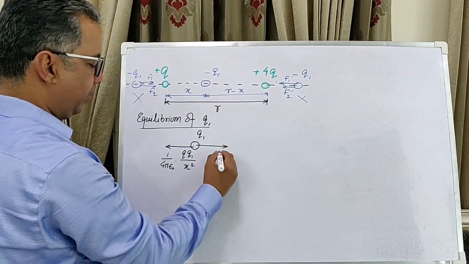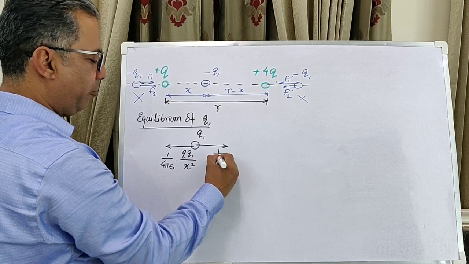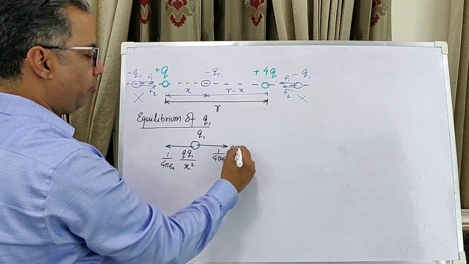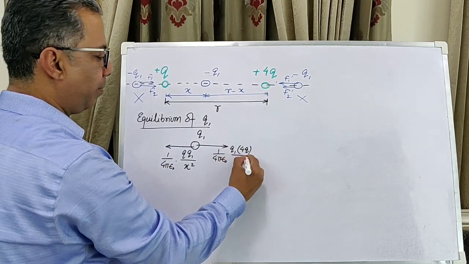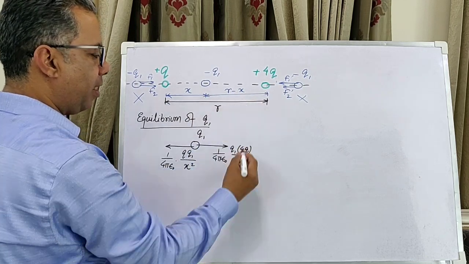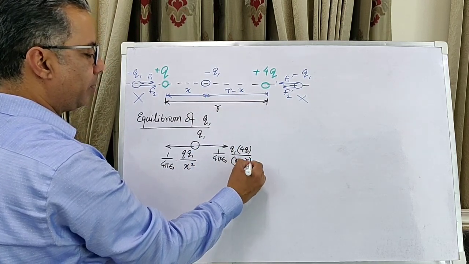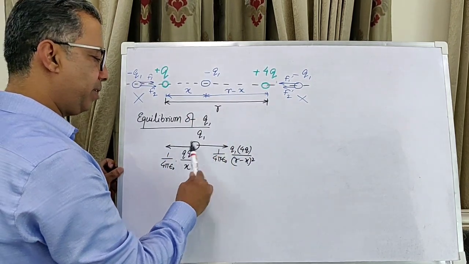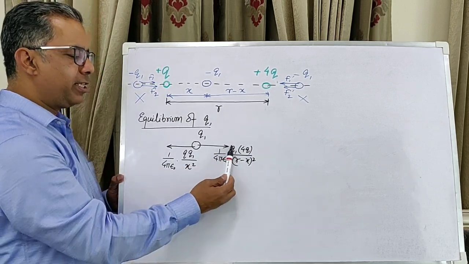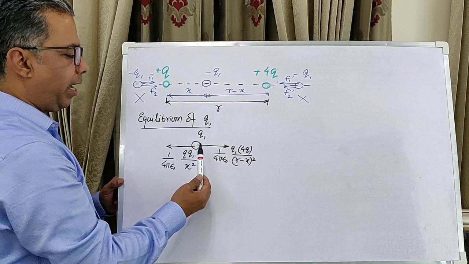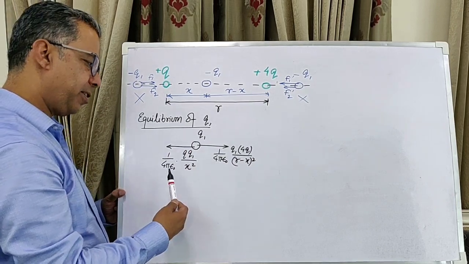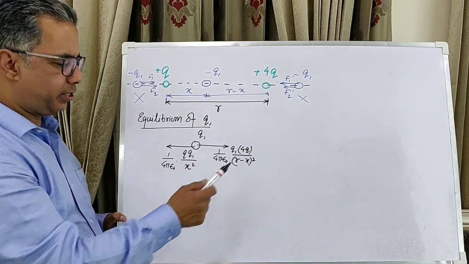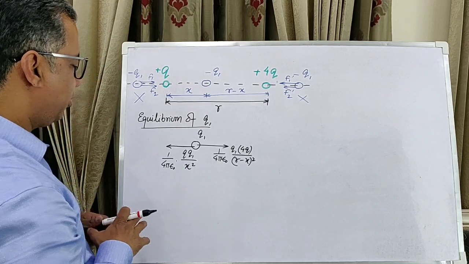I'm depicting it here. And it will have a magnitude 1 by 4 pi epsilon naught Q1 times 4Q by square of this distance r minus x whole square. Now for equilibrium of Q1, these forces must have a zero resultant. These forces are already in opposite direction, and for zero resultant it is essential that they have the same magnitude. So if their magnitudes are equal, the resultant will come out to be 0.